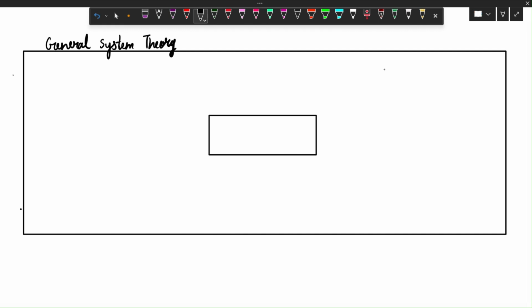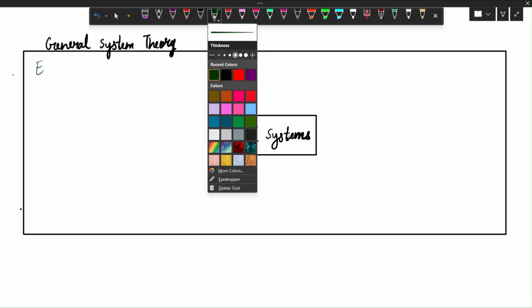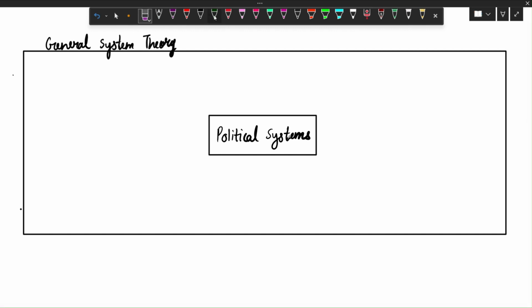So the bigger box that you see is the environment, and the smaller box is the political system. Now we are going to study the general system theory. So I will write political system, and the whole box is the environment. After that you will see inputs and outputs as well, and a feedback mechanism as well.